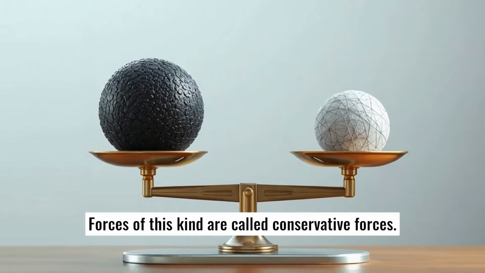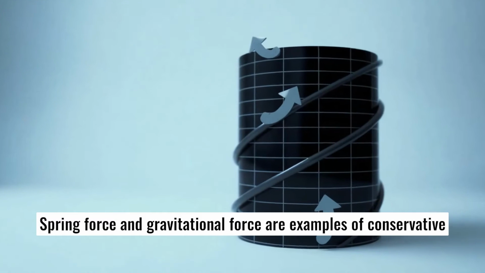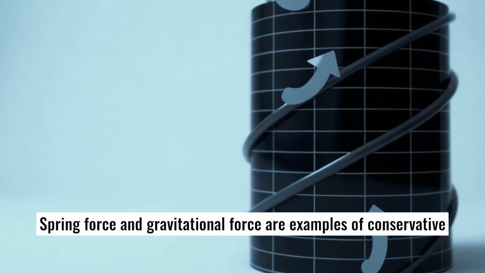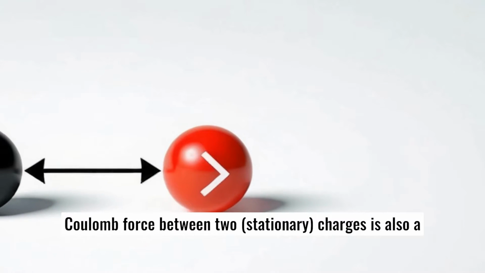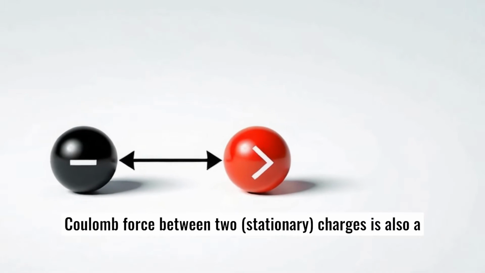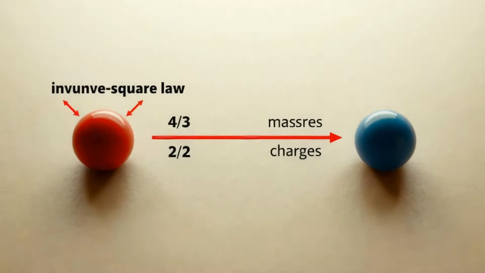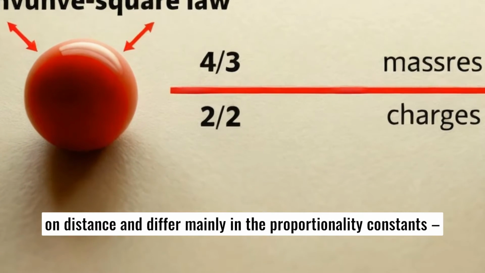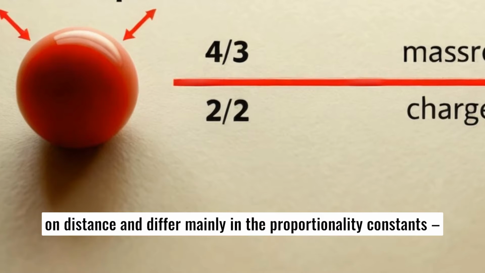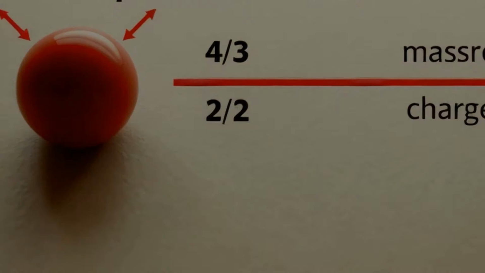Forces of this kind are called conservative forces. Spring force and gravitational force are examples of conservative forces. Coulomb force between two stationary charges is also a conservative force. This is not surprising, since both have inverse square dependence on distance and differ mainly in the proportionality constants. The masses in the gravitational law are replaced by charges in Coulomb's law.